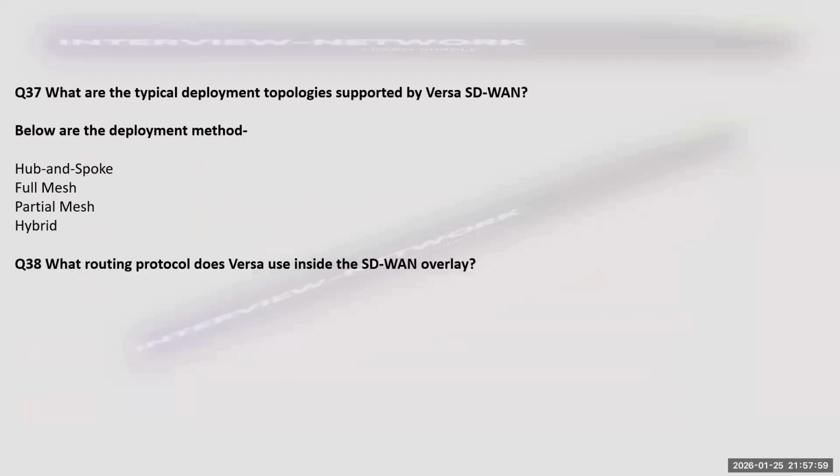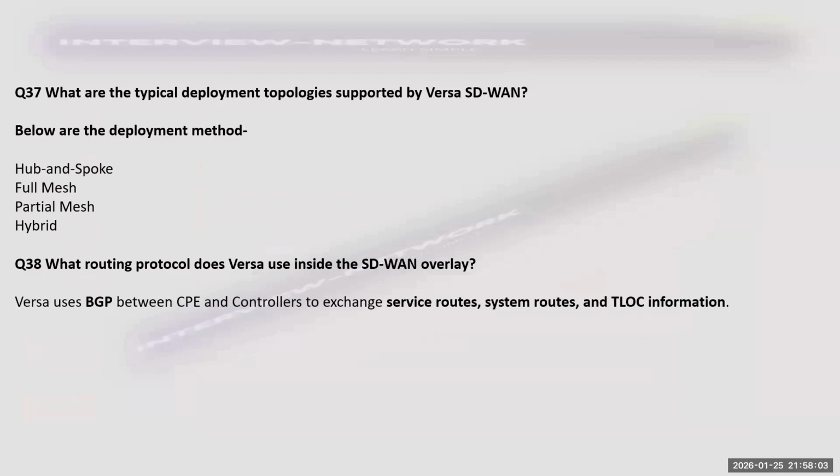What routing protocols does Versa use inside the SD-WAN overlay? Versa uses BGP between CP and controller to exchange service routes, system routes, and TLOC information, which is the transport location information. So that's the primary protocol that runs between your CP and your controller.